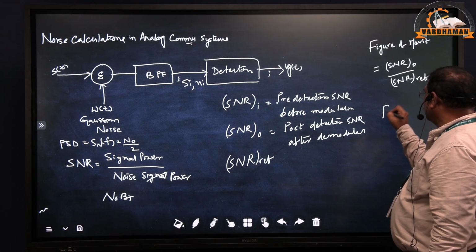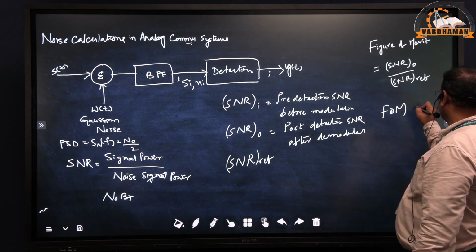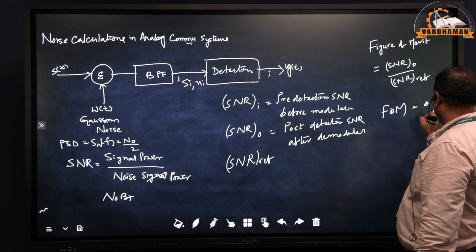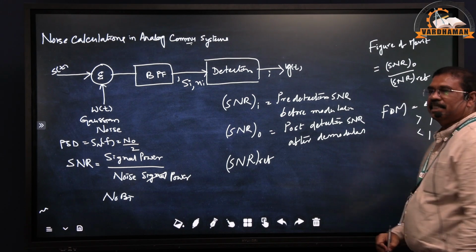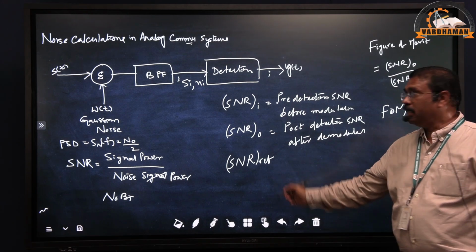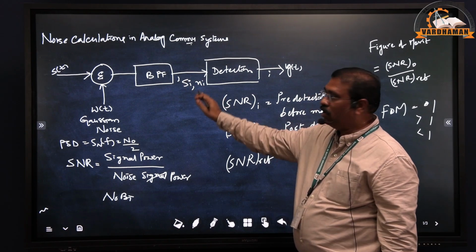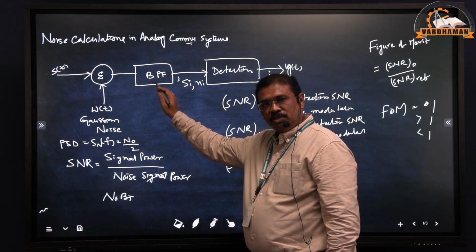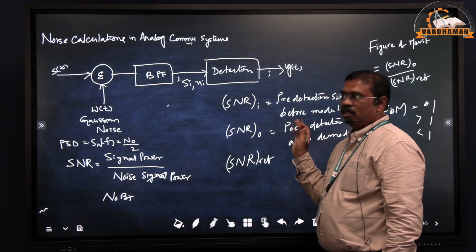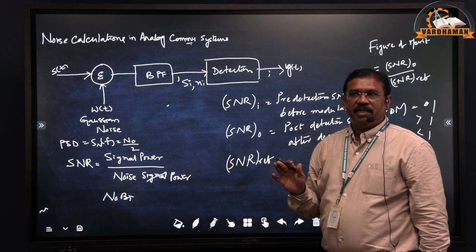For a given analog communication system, the figure of merit, FOM, can be equal to 1, greater than 1, or less than 1. Based on the figure of merit, we can understand the performance of a given communication system. So this is what we call a receiver model, how a receiver can be modeled. Based on that, the first step is to obtain the band limited noise signal, then we can use the different types of detection. This is the introduction to the receiver model for noise calculation in an analog communication system.